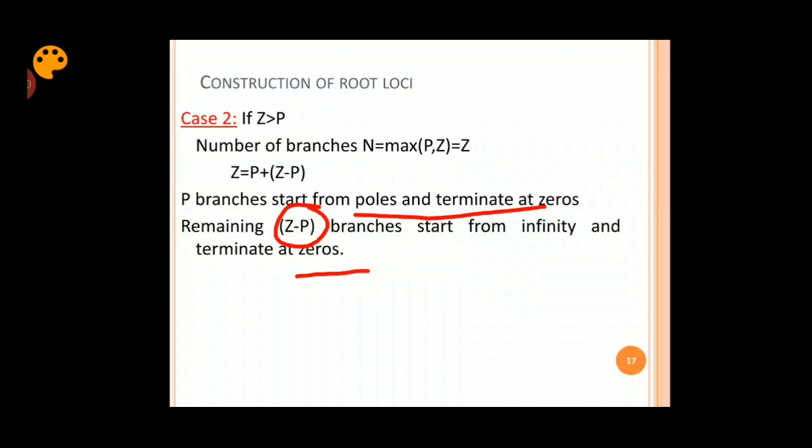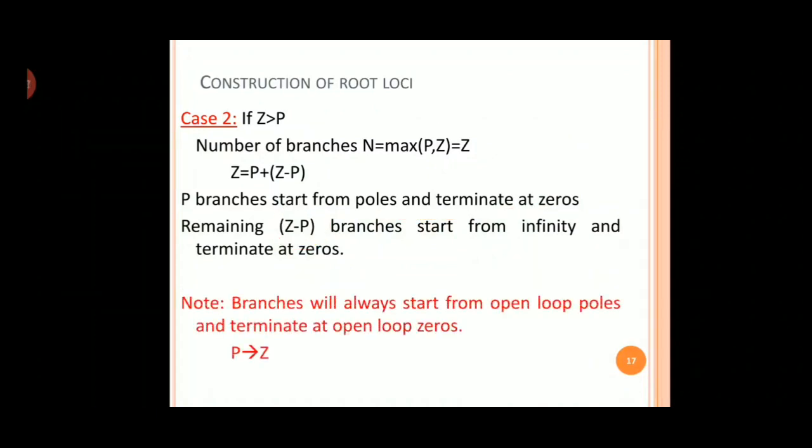So from these two statements, one thing is clear. Here is a note: branches will always start from open loop poles and terminate at open loop zeros. You can remember this as P to Z, branches from P to Z.